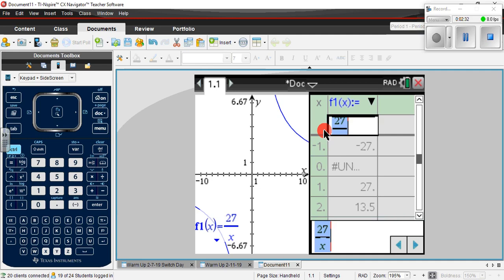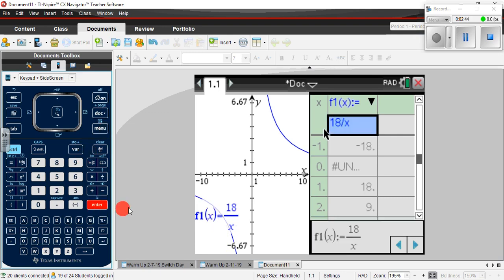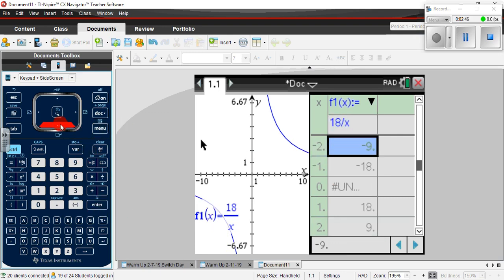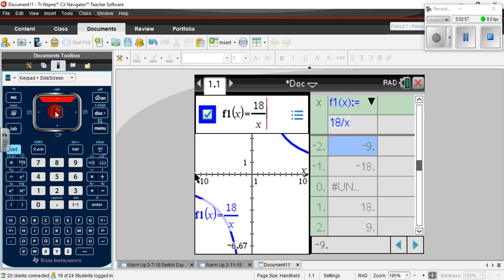And then we're going to put in negative 18. I recommend just dropping the sign, so just saying 18 divided by x. Okay. And then hit enter, and it will update the entire table for you. If you don't like that method, you could definitely click on the graph here, select tab, and go up, and you can change it in there as well.